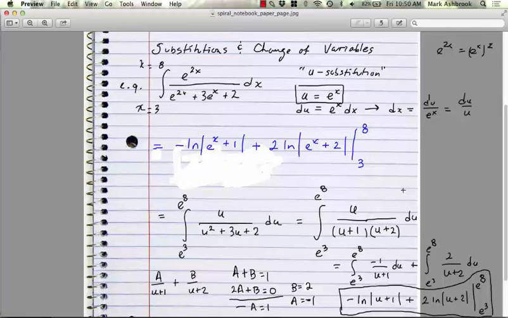Why did dx equal du over u? Well, what is e to the x? Did you see that dx was du over e to the x? Okay, because did you see this one? du equals e to the x dx. So I just solved for dx, which was du over e to the x. And then we said, oh, e to the x is just u.